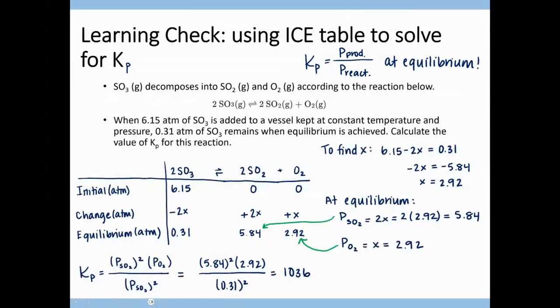Okay, questions on this? We're going to do another ICE table that's even more involved. Oh, okay. So we know that at equilibrium, the reaction lies to the right because the Kp value is greater than 1. Q is a different question. Q is at a given time, will the reaction proceed to the right to reach equilibrium or to the left to reach equilibrium?